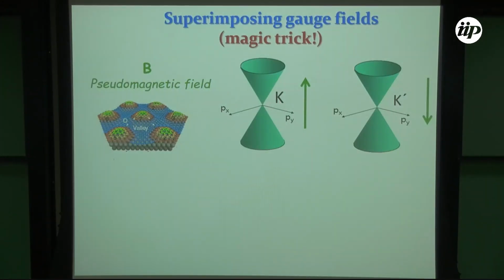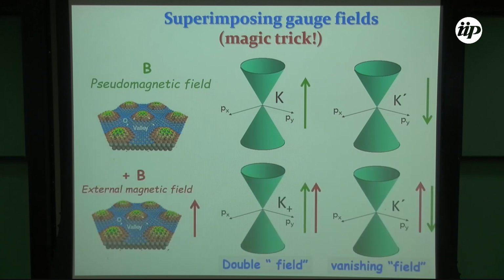So what we actually realized with Michael is that this pseudomagnetic field is opposite in the two valleys because of time reversal symmetry. What will happen if we just add a real magnetic field on top of it? In principle, we should double this magnetic field in one valley and we should suppress it completely in the other valley.